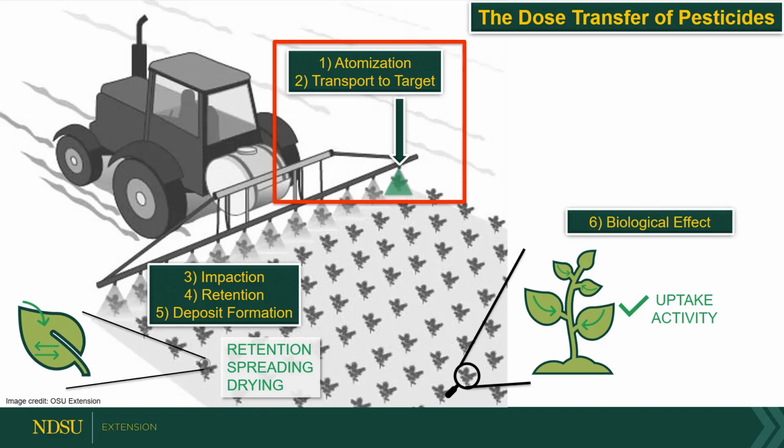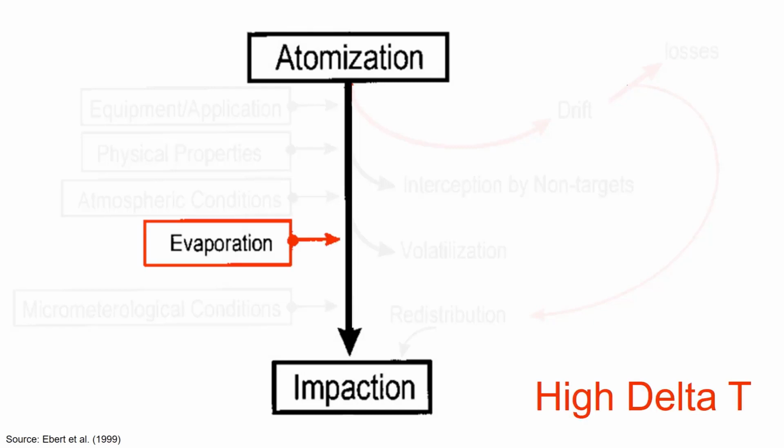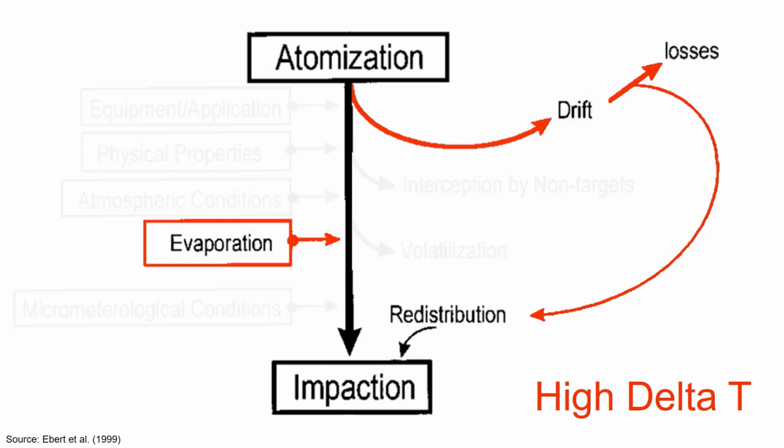And one area that delta T impacts is right at the beginning in the atomization of droplets and their transport to the target. So if we look at this a little bit closer at what can happen between a droplet being atomized and impacting the target, evaporation plays a role. So under high delta T conditions, high evaporation, what's going to happen is that those droplets are going to be getting smaller and you're going to be losing volume, which is going to make those droplets more drift prone. And when they drift, you're going to lose most of those droplets. It's possible that a small portion of them will be redistributed and still impact the target, but you're going to lose most of those droplets to drift.